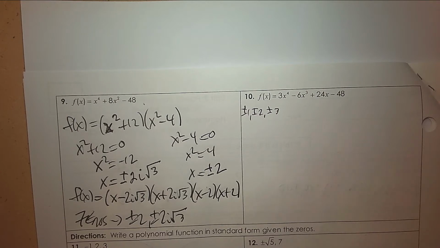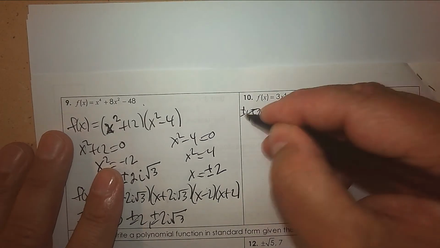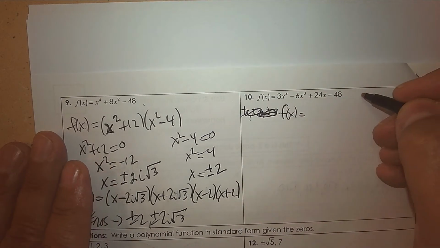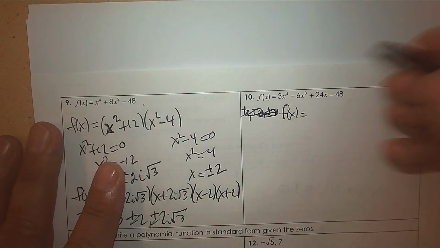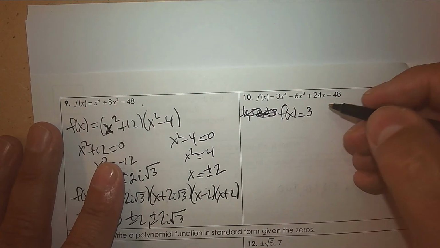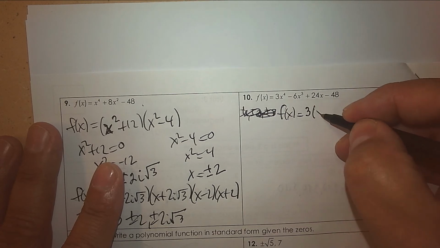Oh, the first thing I should always look at is, is there a number that goes into everything evenly? And there is. I can divide everything by 3. So I get x to the 4th.